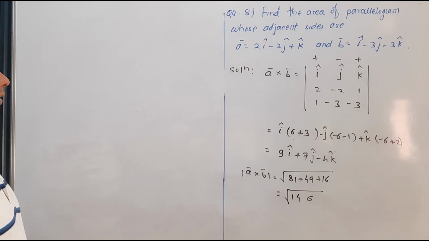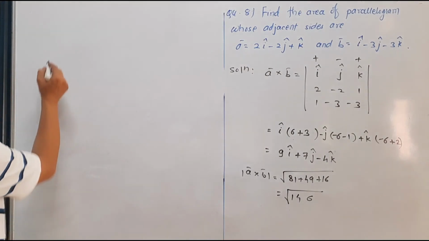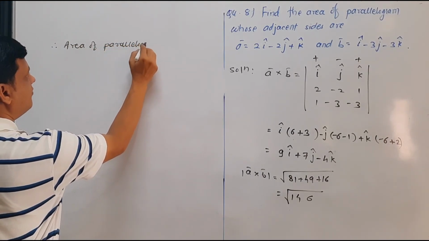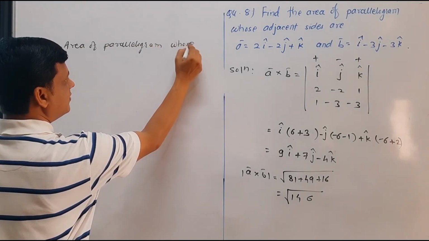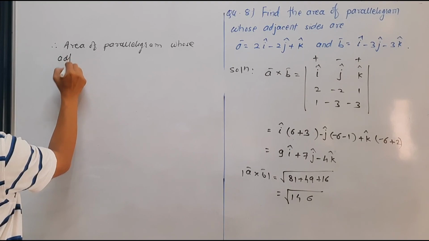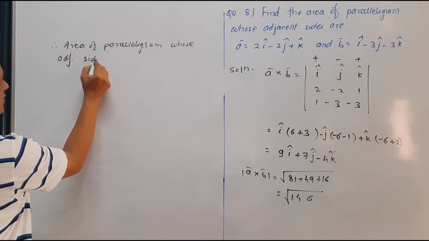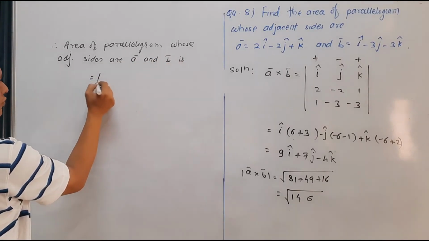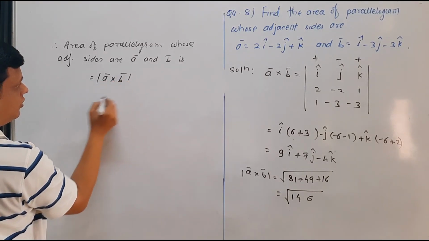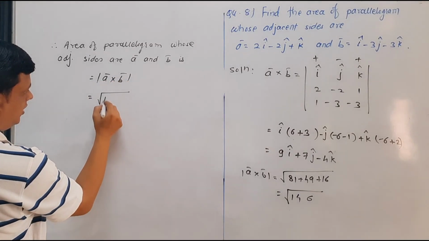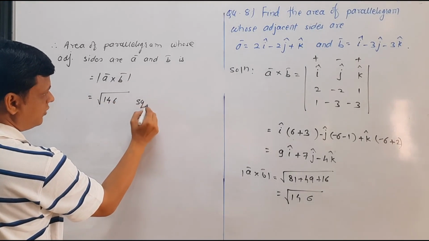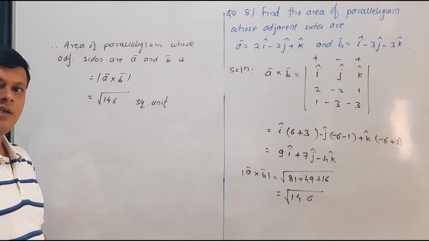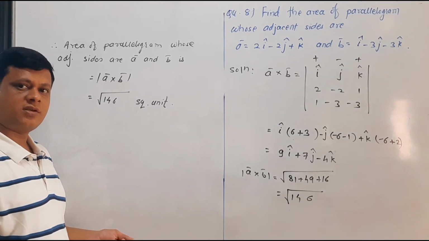Now we have to find the area of the parallelogram. Therefore, the area of the parallelogram whose adjacent sides are A bar and B bar is equal to the magnitude of A bar cross B bar, which is here root 146. Now this is area, so we have to write square unit. So in this way we find the area of a parallelogram if the adjacent sides of the parallelogram are given.